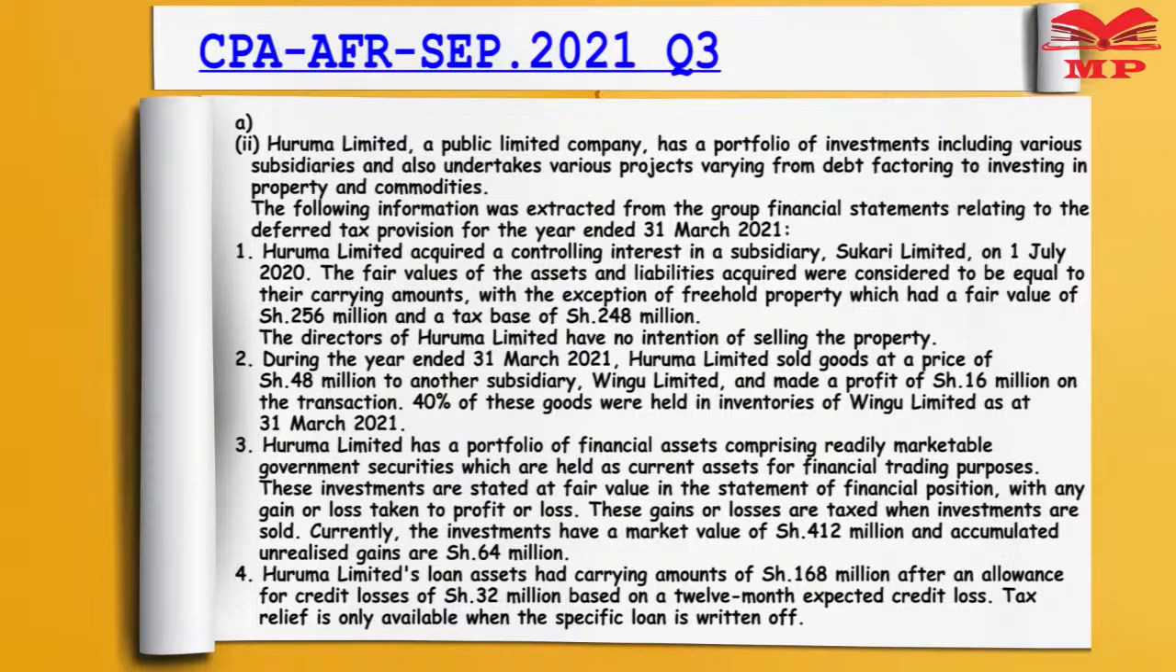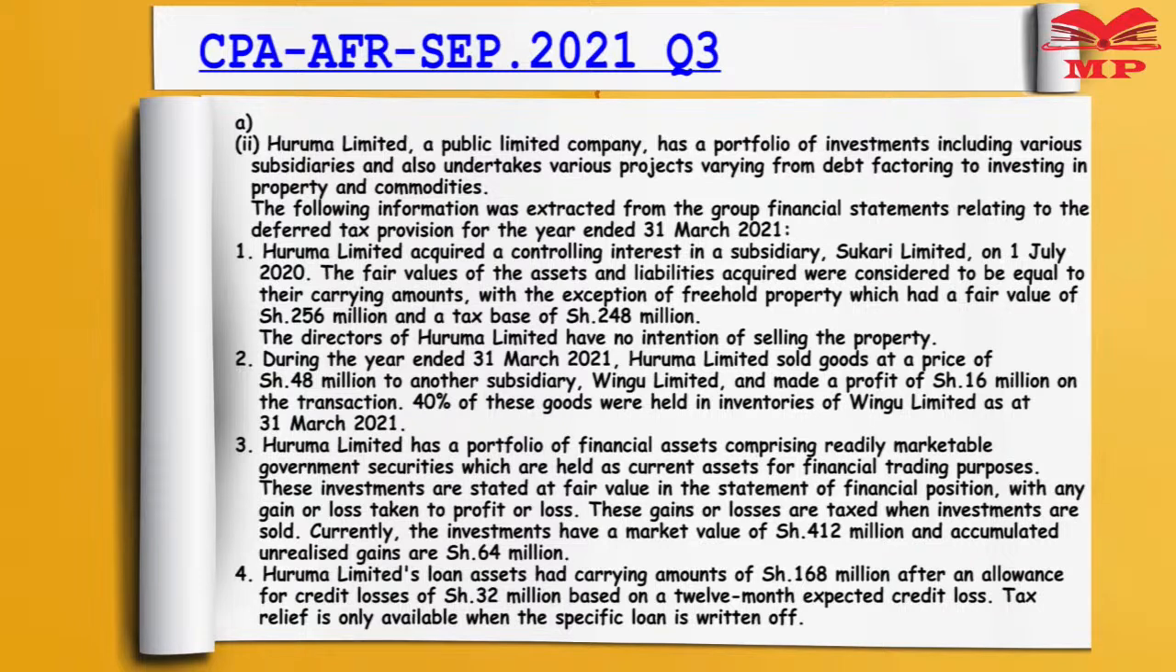The following information was extracted from the group financial statements relating to deferred tax provision for the year ended 31st March 2021. 1. Huruma Limited acquired a controlling interest in a subsidiary, Sukari Limited, on 1st July 2020. The fair values of the assets and liabilities acquired were considered to be equal to their carrying amounts, with the exception of freehold property, which had a fair value of 256 and a tax base of 248. The directors of Huruma Limited have no intention of selling the property.